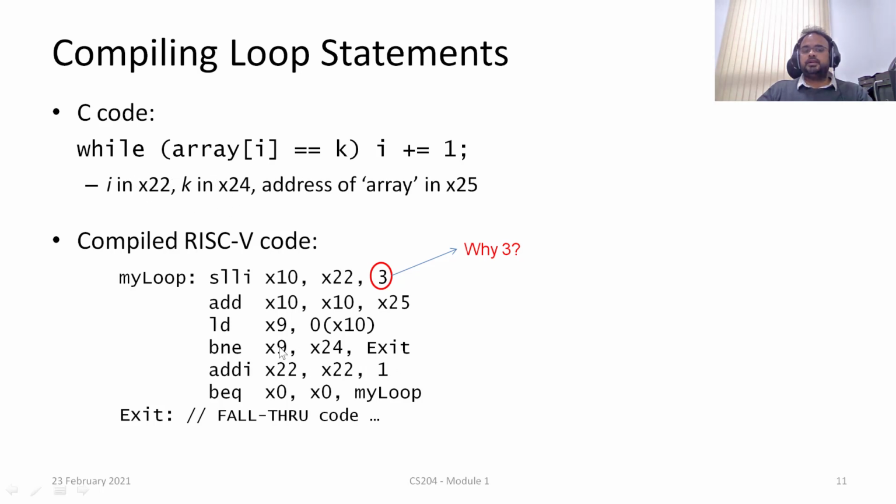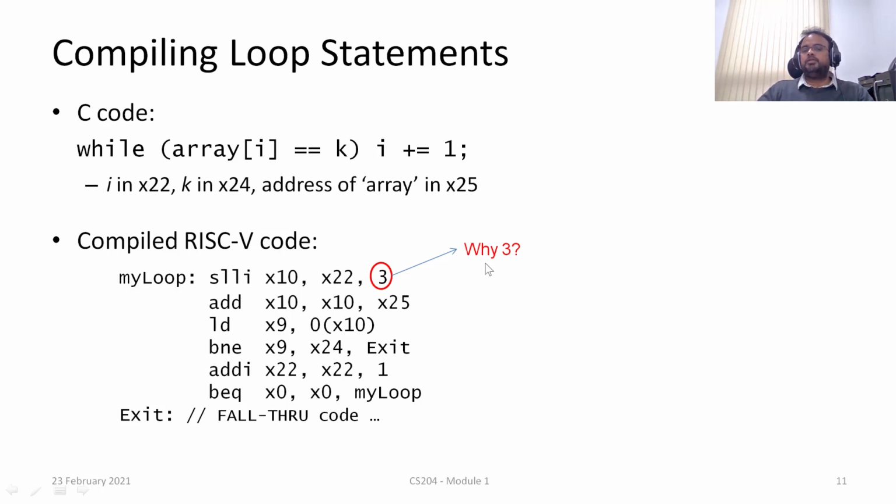If it is not equal, then we exit the loop, but if it is equal, then the value in x21 is incremented by 1, which is the I plus statement here, and we want to go back to the beginning of the loop. So that's what we have done here, beq x0 x0 my loop. When this particular instruction is executed, we go back to this loop, and the same thing repeats.